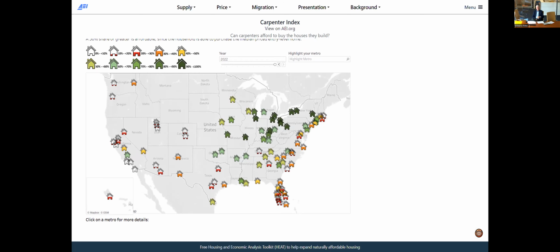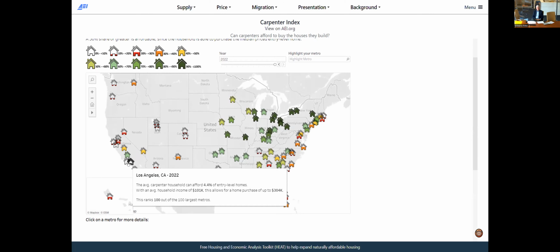Again, this covers 2022. We use the same methodology in terms of the graphics, but you see now that Los Angeles, I think, is down near zero. The house is completely blank, and so if you hover on Los Angeles, you'll see that Los Angeles is 100 out of 100. It's the worst metro for carpenters in the country. This takes into account the price of houses and the earnings of carpenters locally in that metro.